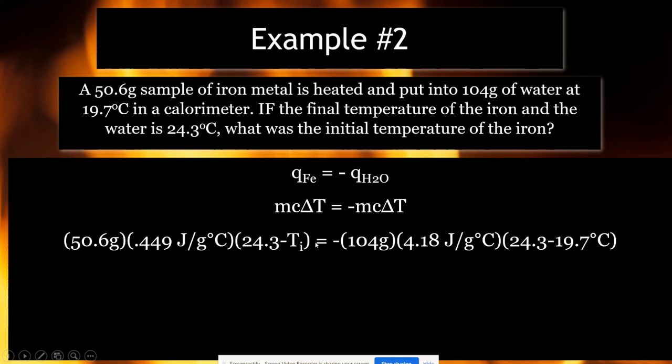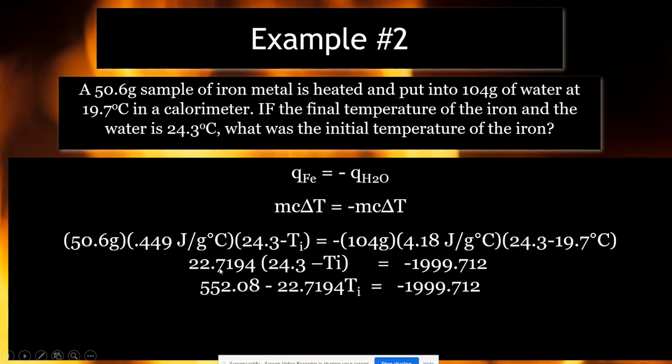Okay, so this time we have to solve for our variable right here. So the first thing I'm going to do is do everything on this side. And so I get negative 1999.712. And I'm going to multiply these two things together to get 22.7194. Now there's a couple ways that you can proceed from here. I'm actually going to distribute this number through those parentheses. And so when I do that, I do 22.7194 times 24.3, which is 552.08. And then 22.7194 times negative Ti gives us minus 22.7194 Ti. And then we just brought that down.